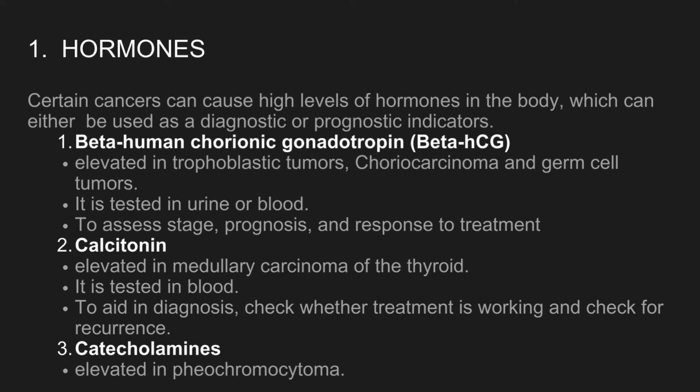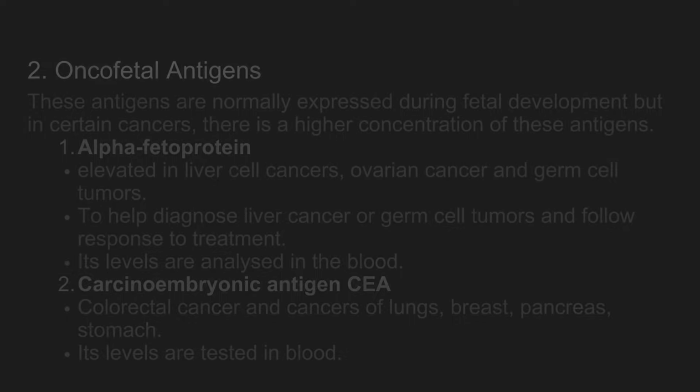Calcitonin is elevated in medullary carcinoma of the thyroid. It is tested in blood to aid in diagnosis, check whether treatment is working and check for recurrence. Catecholamines are elevated in pheochromocytoma.